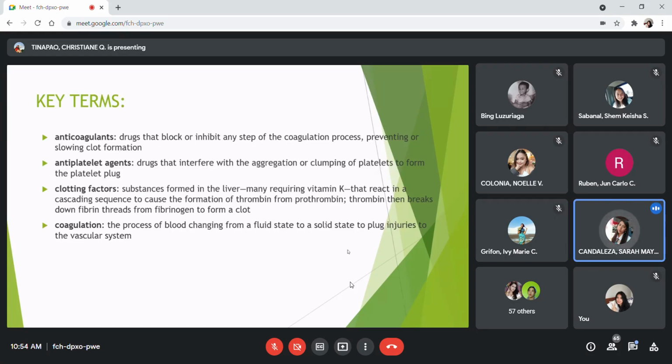Anticoagulants, these are drugs that block or inhibit any step of the coagulation process, preventing or slowing clot formation. Antiplatelet agents, these are drugs that interfere with the aggregation or clumping of platelets to form the platelet plug. Clotting factors, substances formed in the liver, mainly requiring vitamin K, that react in a cascading sequence to cause the formation of thrombin from prothrombin. Thrombin then breaks down fibrin threads from fibrinogen to form a clot. Coagulation, this is the process of blood changing from a fluid state to a solid state to plug injuries to the vascular system.